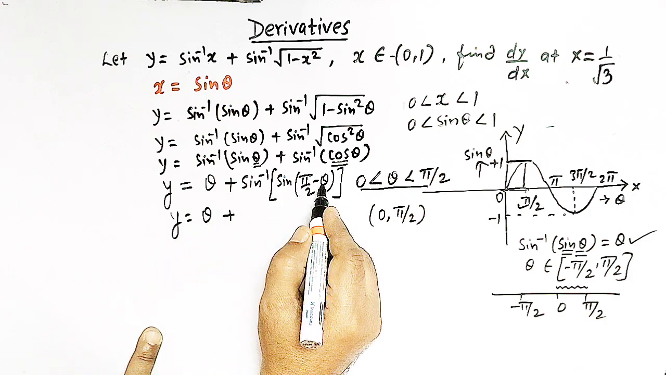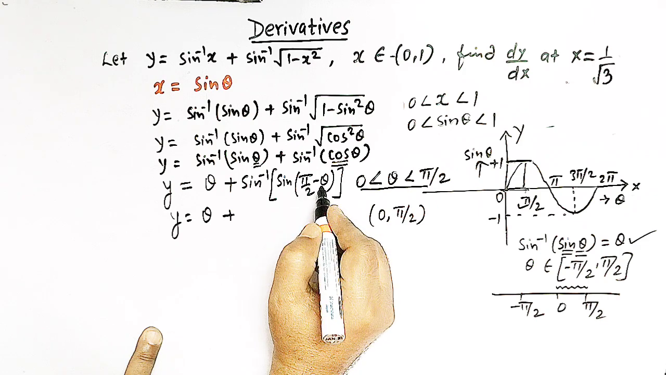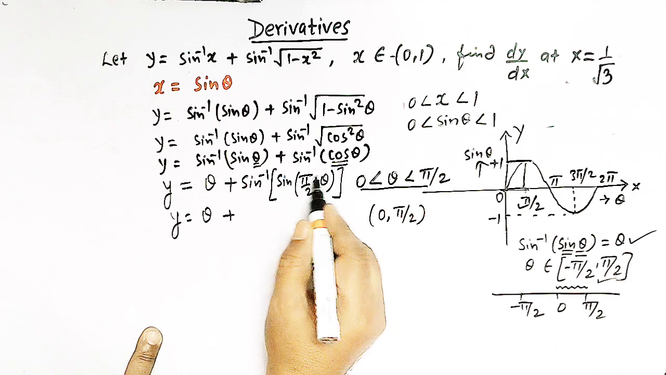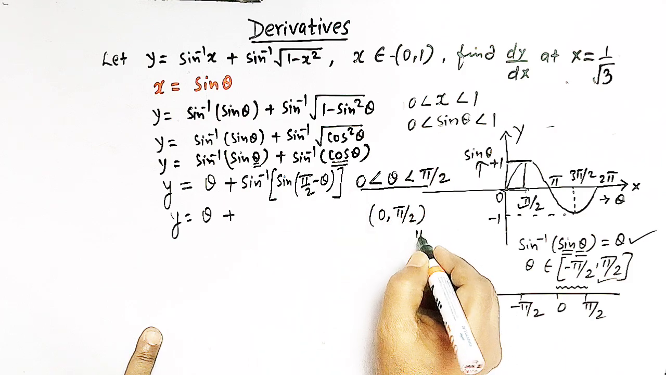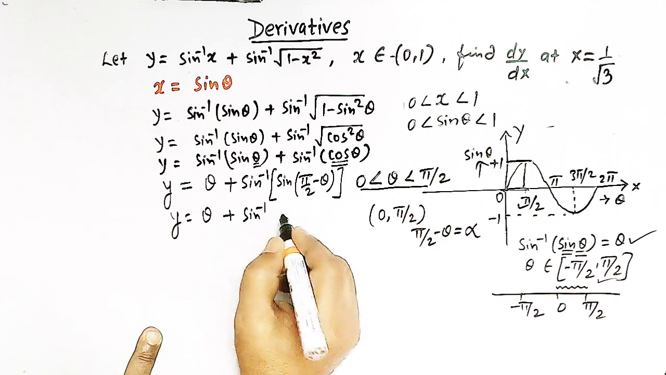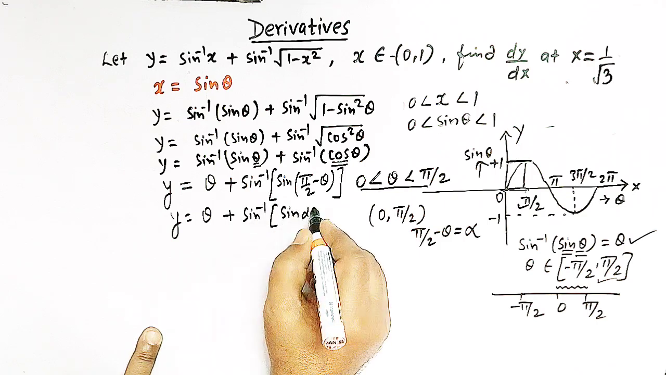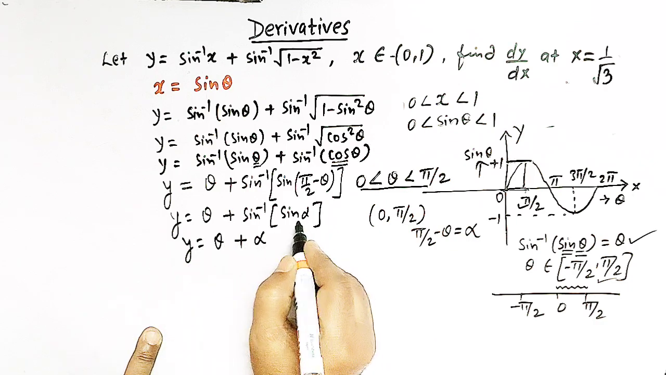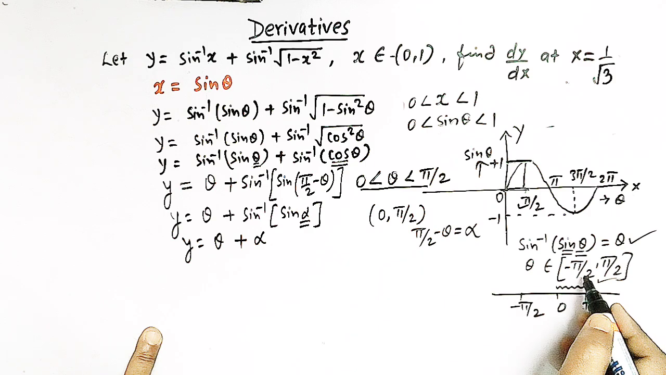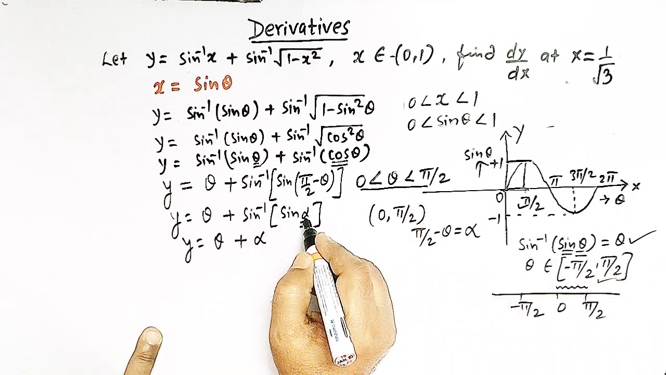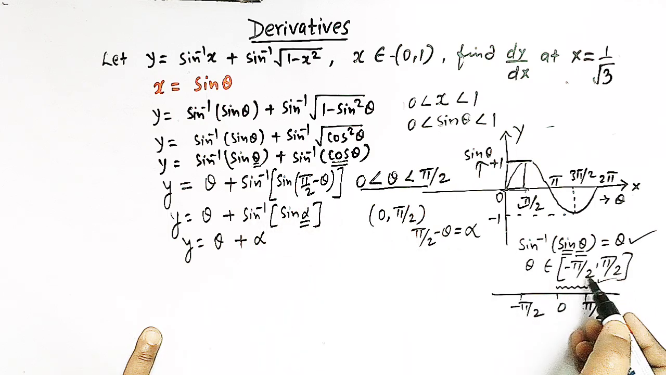by 2 minus theta only when pi by 2 minus theta lies in this interval, right? So let us verify that. Suppose pi by 2 minus theta is equal to alpha, then we have sine inverse of sine alpha, and we can now write theta plus alpha only when this angle alpha belongs to the interval minus pi by 2 to pi by 2. So let us verify that this angle alpha belongs to this interval.